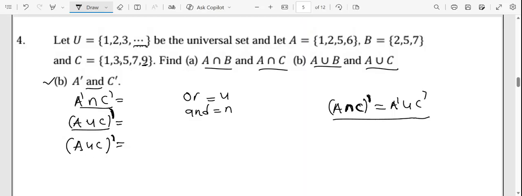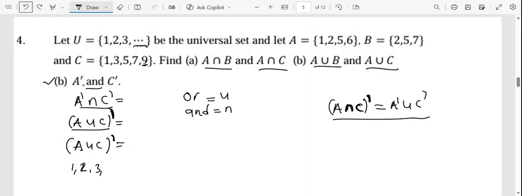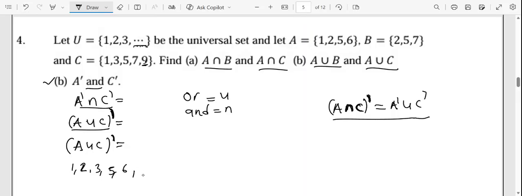So we get 1, 2, 3, 4, 5 until 9, plus from A we have 1, 2, 3, 4, 5, 6. We list them: we start with 1, we have 2 in both, 3, 4. 4 is not there, then 5. So the universal set was not given, it could be infinity, but we can say the universal set ended at 10.